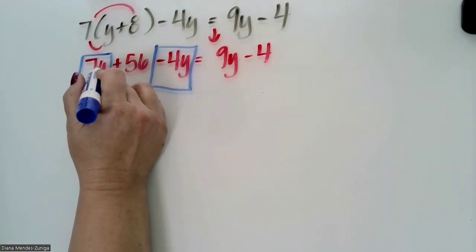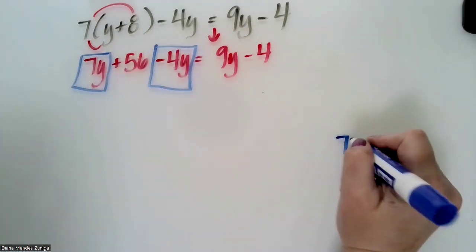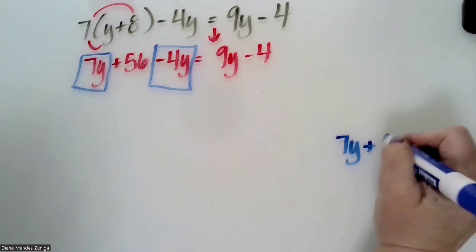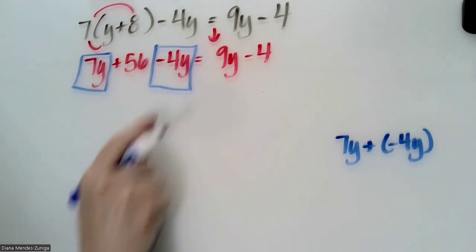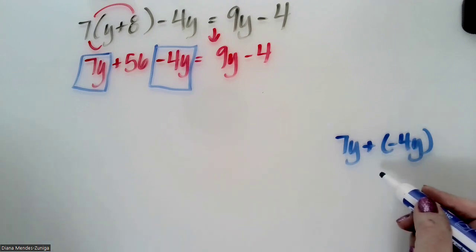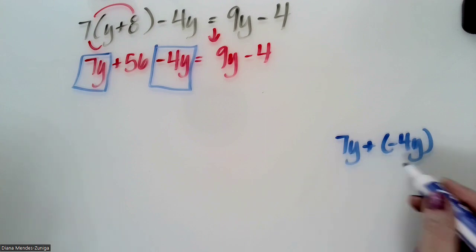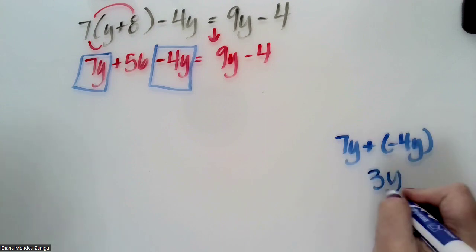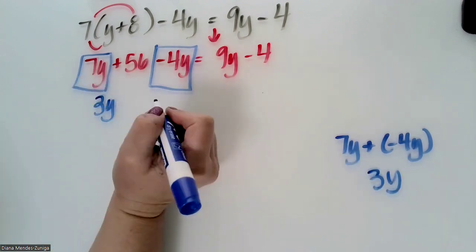So we have 7y, and we can do a little math problem off to the side here, 7y plus minus 4y. And why are we plussing it when it's a negative? Because when we combine like terms, we always add, whether this is a negative or positive. So 7y plus a negative 4y is going to leave us with 3y. So let's go ahead and put our answer here, 3y.